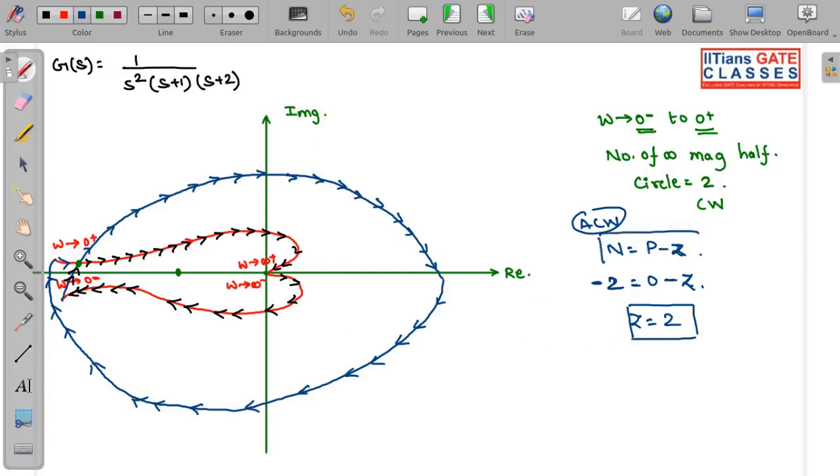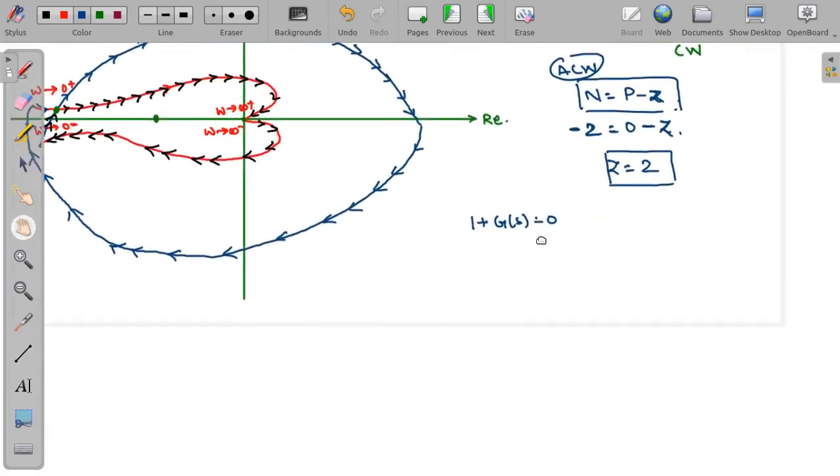We have this formula, N is equal to P minus Z. Now look, basically we can comment about this P directly in the question only, because P is the number of right half poles of the OLTF, so that is equal to 0. If somehow we are able to find this Z, we will be able to make a comment about this N. So for Z, let us take help of the Routh table.